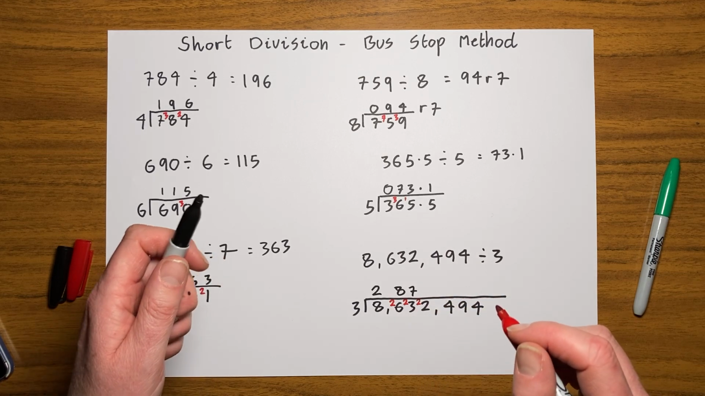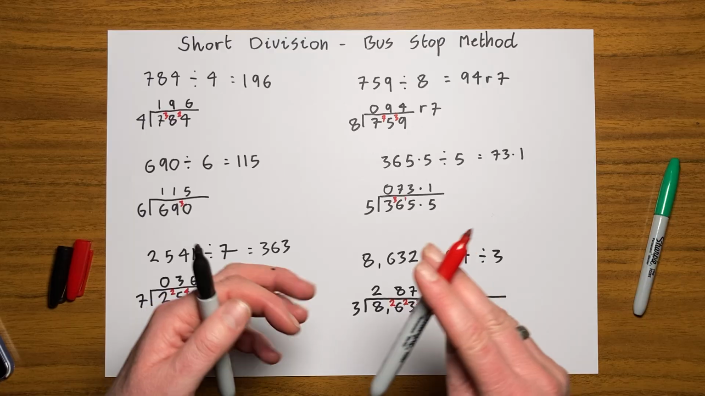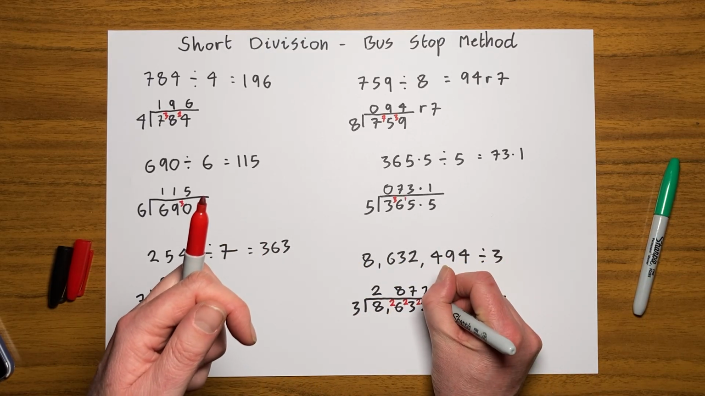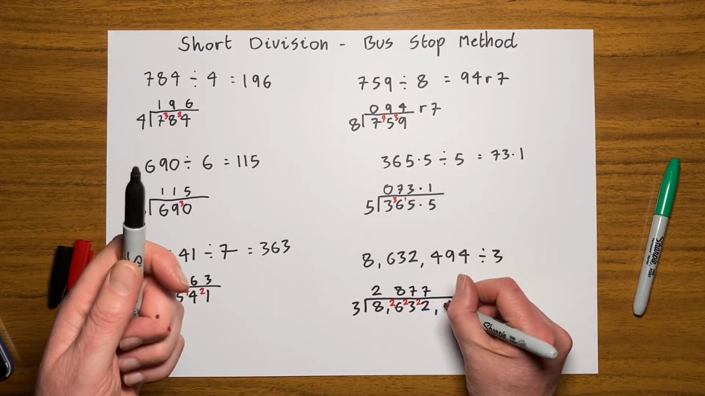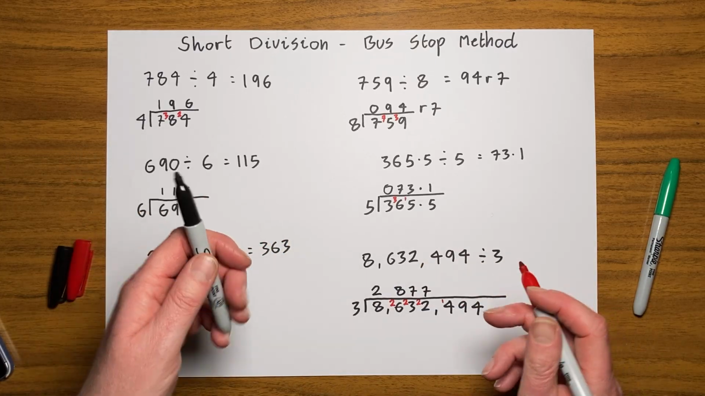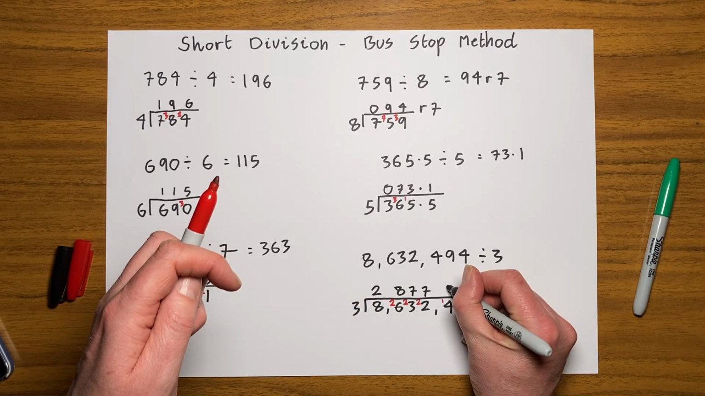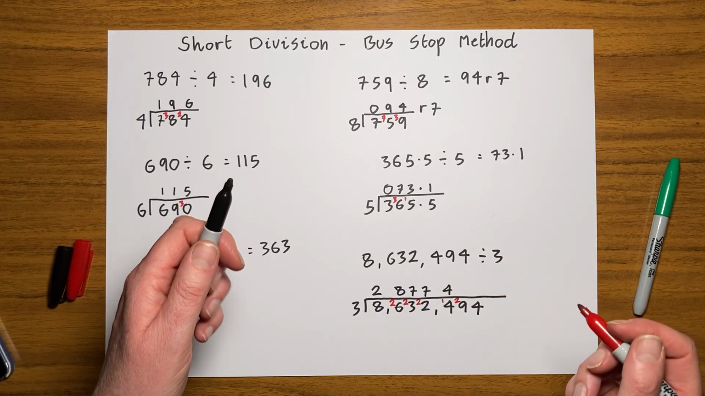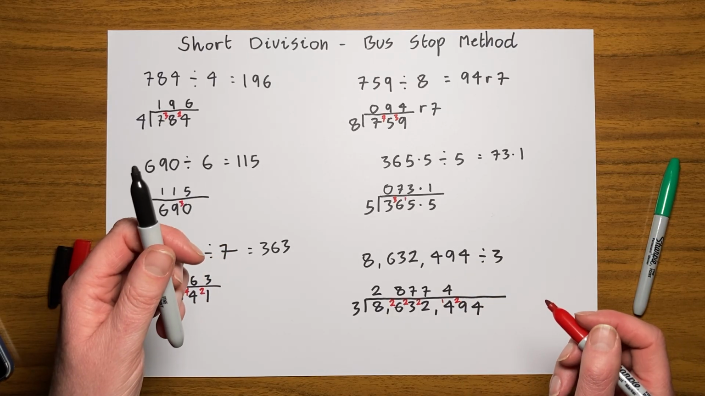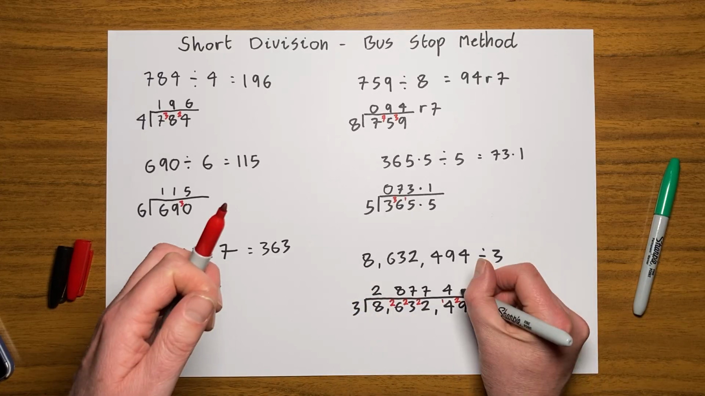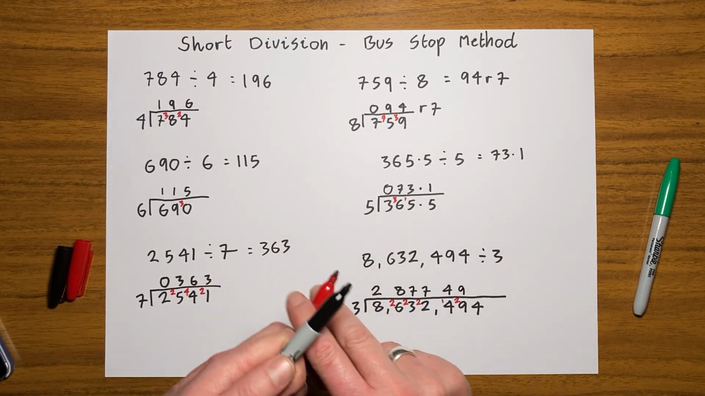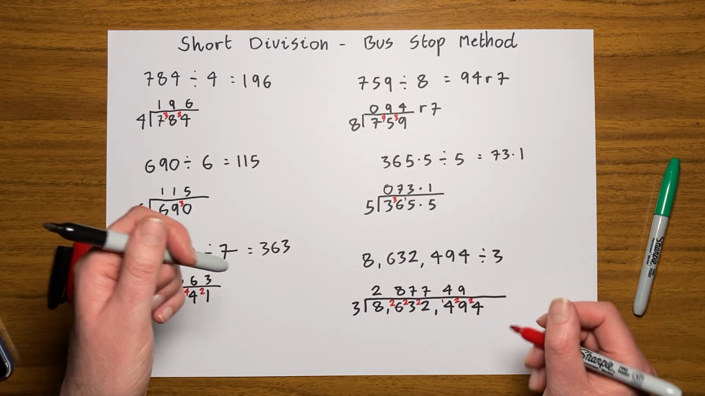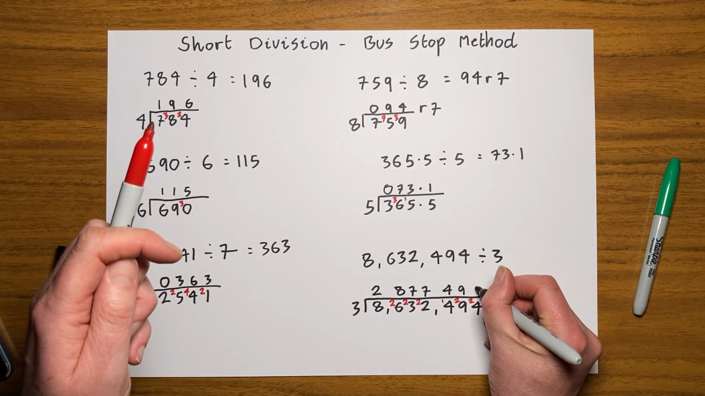How many 3s in 22? Is going to be 7 again, but this time there's only 1 left over. So I put that here. How many 3s in 14 would be 4. 4 3s are 12 with 2 left over. How many 3s in 29? That's 9. 3 9s are 27. So that's 2 left over. How many 3s in 24? And that has come out exactly as 8.